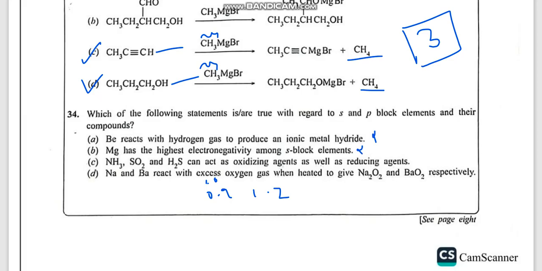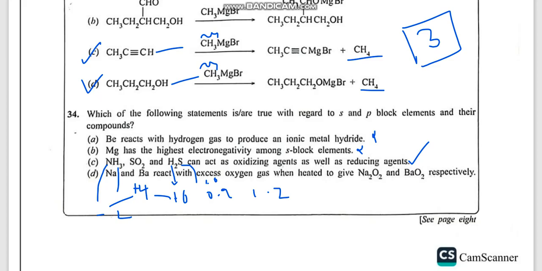Ammonia, SO2 can act as oxidizing agents as well as reducing agents. Yes, they are famous compounds. In ammonia, nitrogen can undergo oxidation, hydrogen can reduce. In sulfur dioxide, sulfur is +4, no? Therefore it can reduce to -2 as well as oxidize to +6. In H2S, hydrogen can reduce, sulfur can oxidize, therefore that's correct.